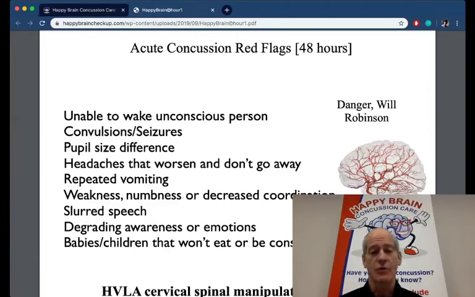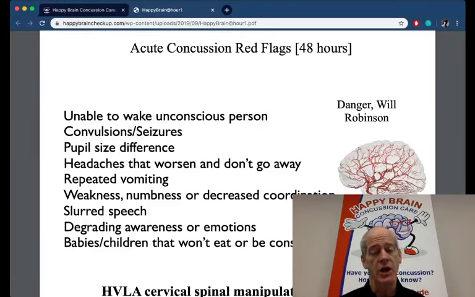Degrading awareness or emotions. The person who's saying inappropriate stuff and being emotionally inappropriate. They're laughing, giggling one second, crying, and then anger, and then giggling again, and they're all over the place emotionally. Or they just keep crying, and then they're getting worse, and then they're getting angry, and then they're crying again, and it keeps getting worse. Take them to get evaluated.